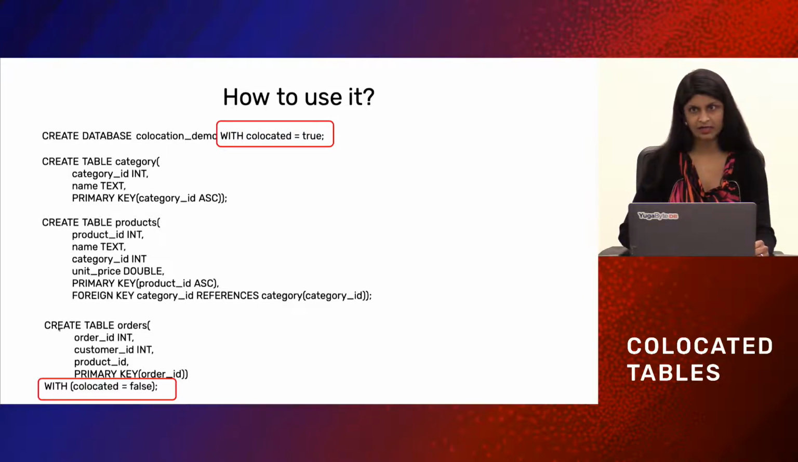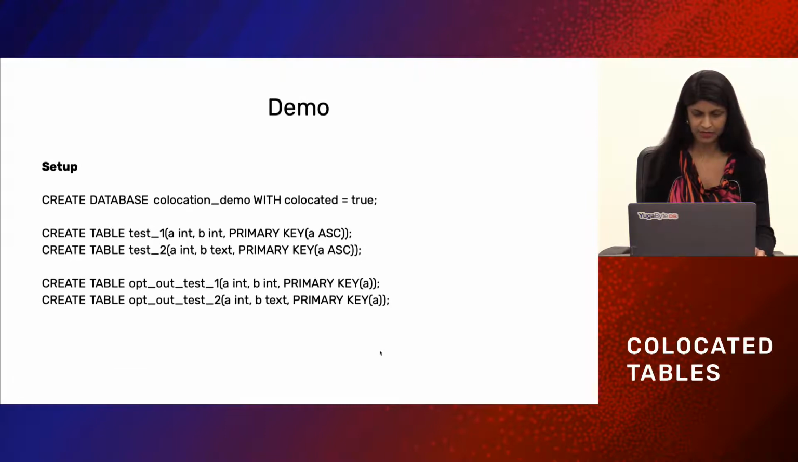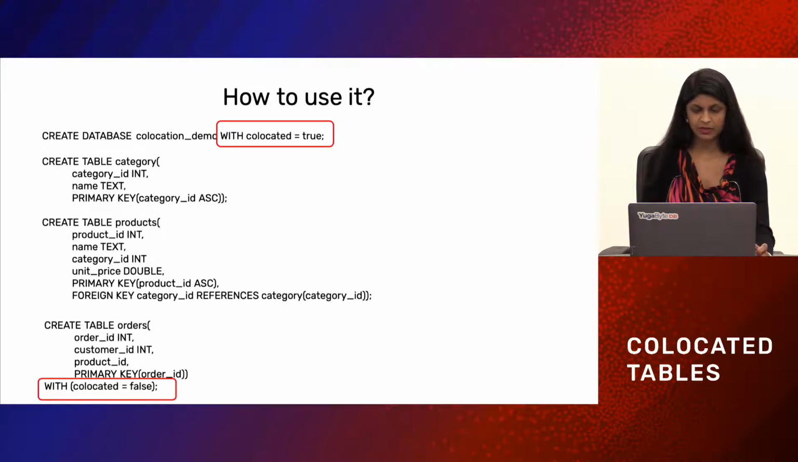Now let's say that you have a large table which you want to opt out of collocation. You can do that using create table with collocated equal to false. Now this will cause orders table to not use the shard that was created for collocation demo database and instead have its own set of shards.